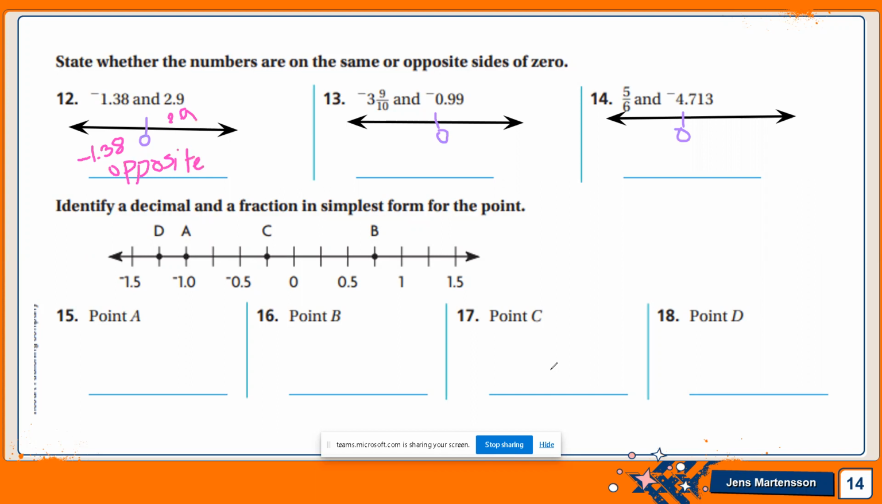The second one, negative 3 9 over 10. Is it to the right or to the left? To the left. And negative 0.99? It's also to the left. So are they on the opposite or the same side? The same. Bravo. The same. The last one, 5 over 6.